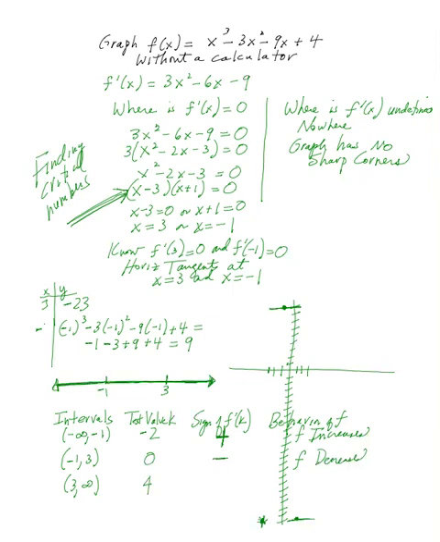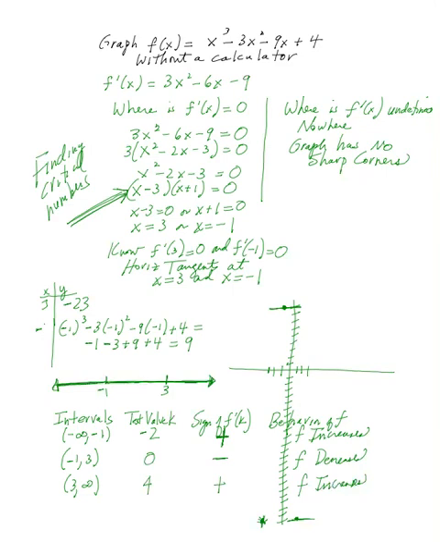I input 4. 4 minus 3 is 1. 4 plus 1 is 5. Positive times a positive is positive. So that tells me f increases. Remember from our previous lesson, if f is increasing on an interval, the slope of the tangent line is positive, and therefore the derivative is positive. But if f is decreasing on an interval, then the first derivative is negative. Okay?